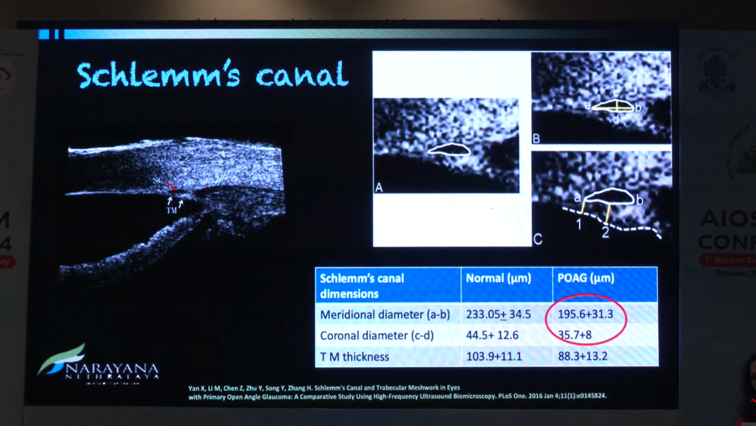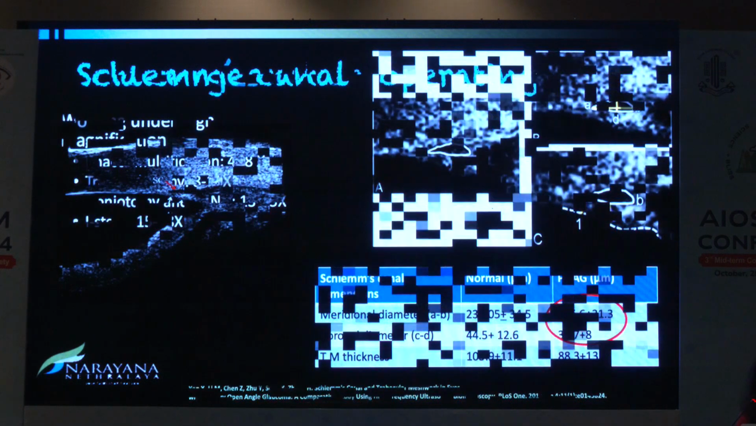Then, about Schlemm's canal, you have to use very high magnification because you're going to work on Schlemm's canal in any MIGS, and the largest meridional diameter is also less than 200 microns. So you have to be able to see that kind of a small structure, so you will need very high magnification.